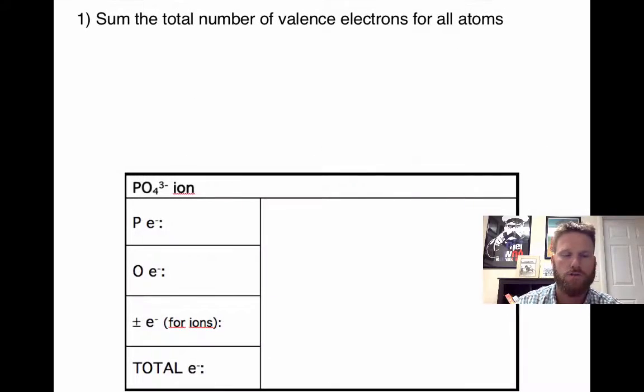Your last turn to try to draw an acceptable Lewis structure for PO4 3-. In this case, it's an anion, so you'll actually add 3 electrons on. Go ahead and try it out. Push play when you think you got it.